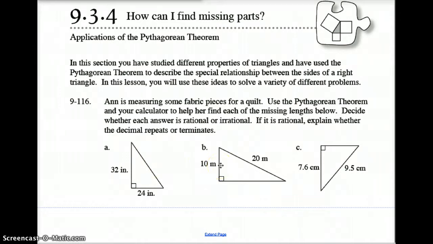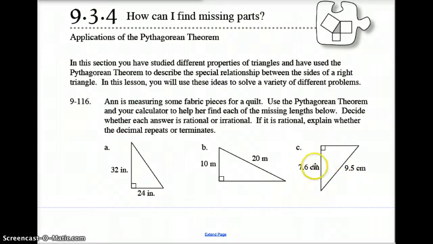On letter B, though, it's a little bit different. You'll notice that they give you the dimensions of the C side. You need to find the B side. So you're going to take this number and square it. You're going to take this number and square it. And instead of adding them together, you will subtract them to find this number. Then you'll take the square root of that to find your B side.